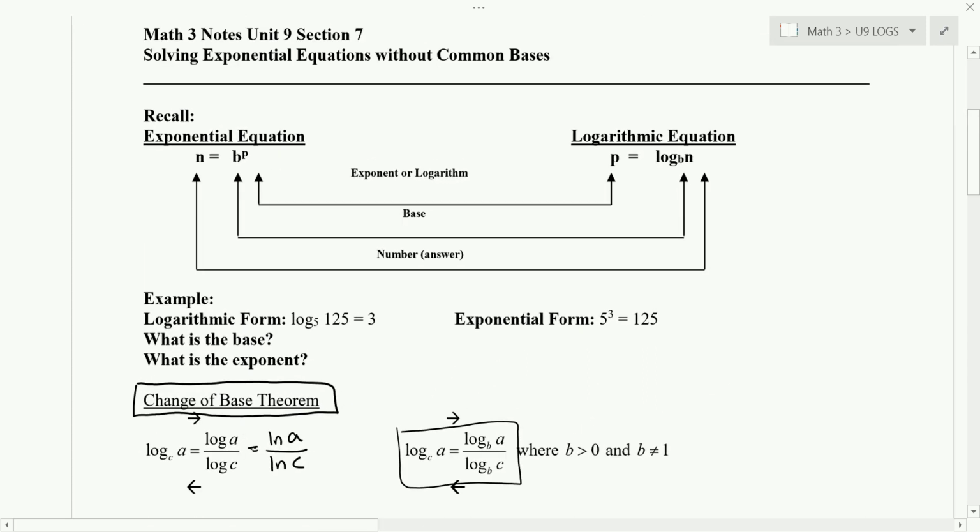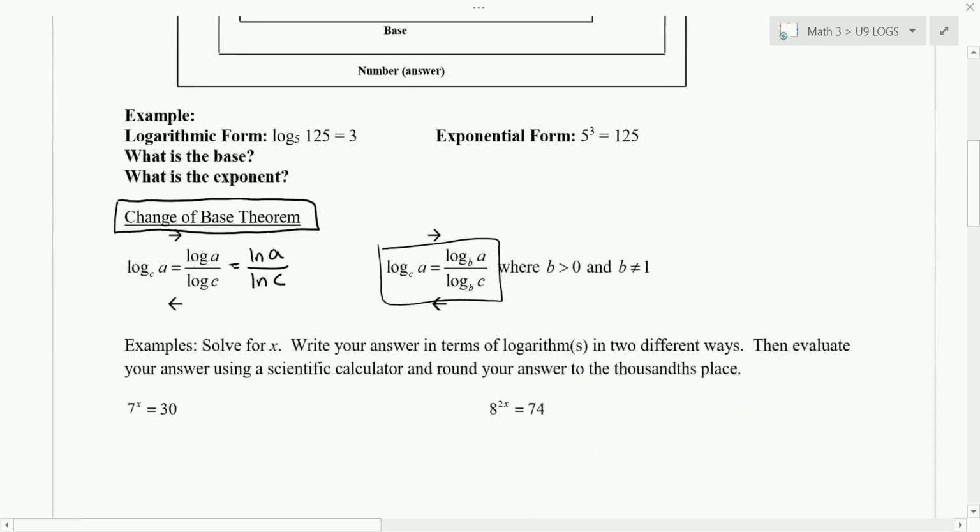At the top of our notes, we just have a piece to recall, because we're going to be changing things from exponential form to logarithmic form. And we've been doing that. We did that on homework last night. We've been doing that a lot. But we're going to need that again. Okay, so let's take a look at some examples.